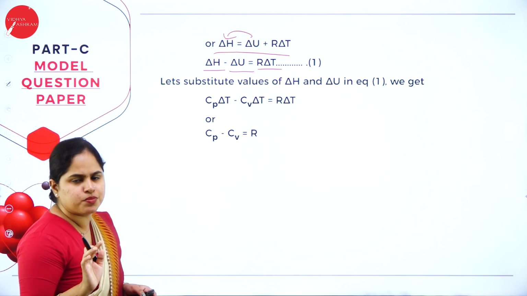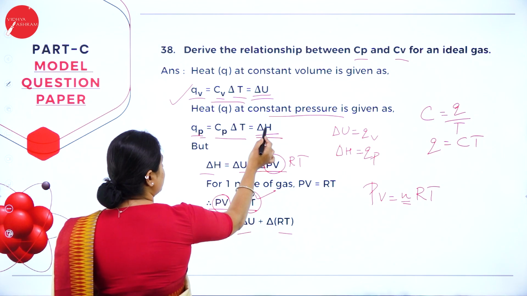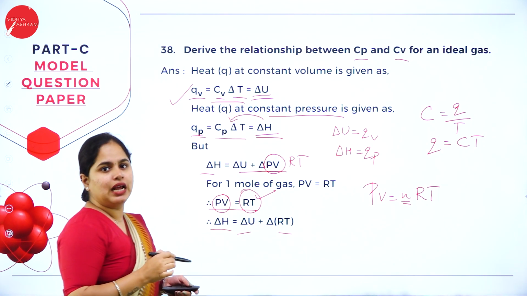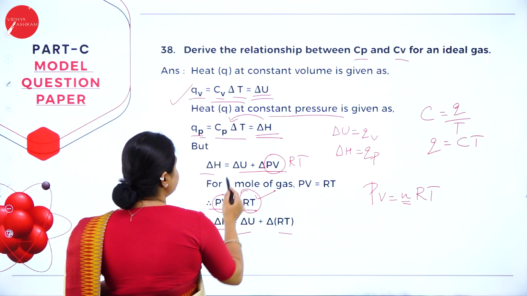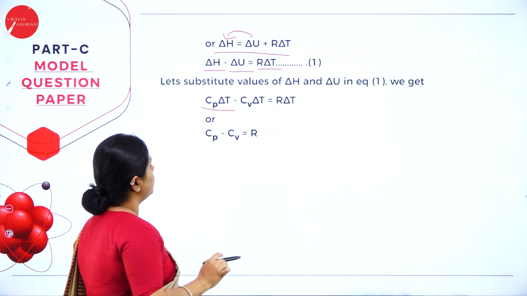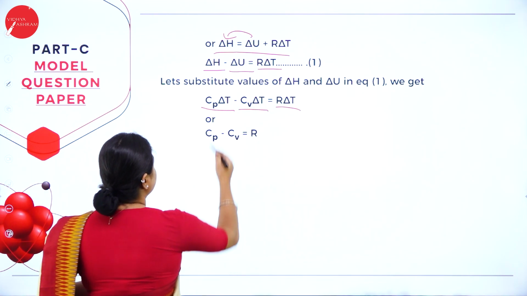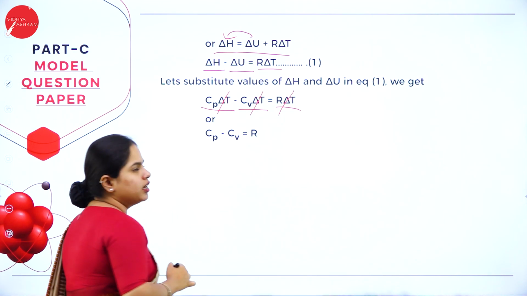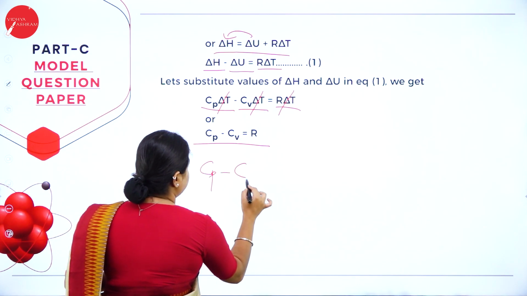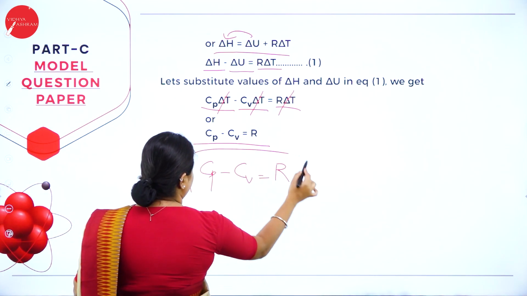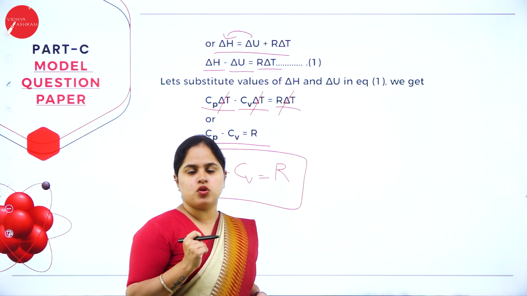Now we just have to substitute the values which we have already written. What is the delta H value? We already calculated delta H value is Cp delta T, right? So that is written here, Cp delta T minus what is the delta U value? It is CV into delta T, which is written here, equal to R delta T. Now, what is a common factor here? Delta T and delta T. So we can cancel the delta T. So what is the final equation that you are getting? Cp minus CV is equal to R. So we got the equation. It's a very simple derivation which will give you 3 marks. Okay, so I hope it is clear.